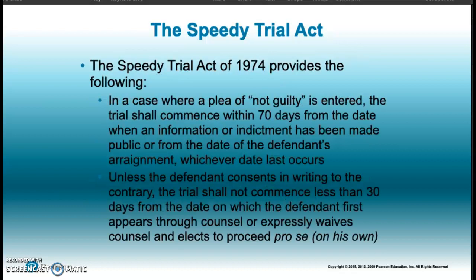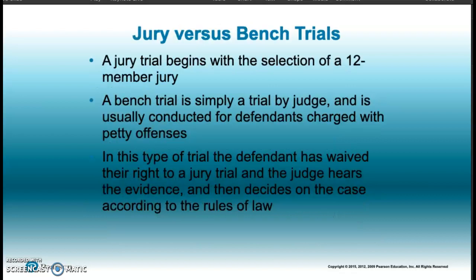And then the Speedy Trial Act of 1974 provides that once you enter a plea of not guilty, there must be a trial within 70 days. Now, you can waive the right to a speedy trial, and oftentimes individuals do because that's a very short time period to get back on the calendar, and it doesn't give your attorney a lot of time to do their due diligence.